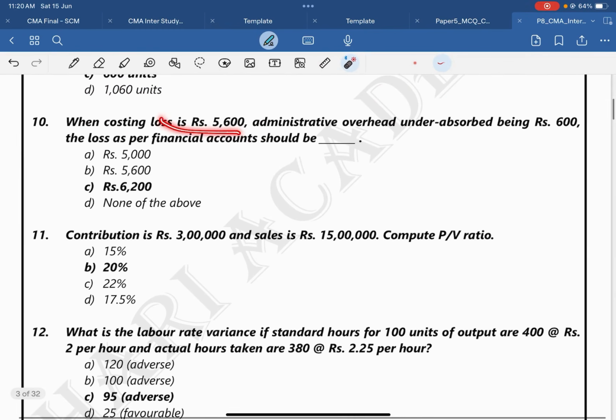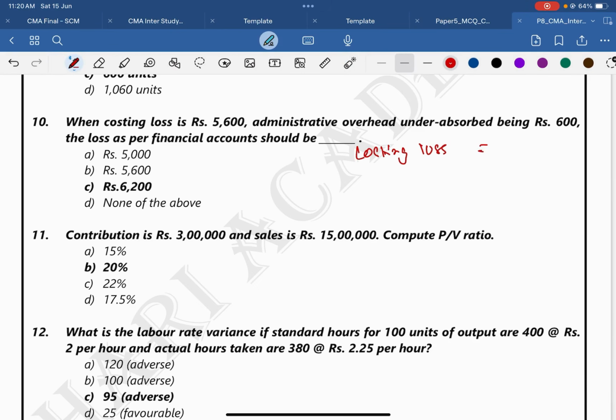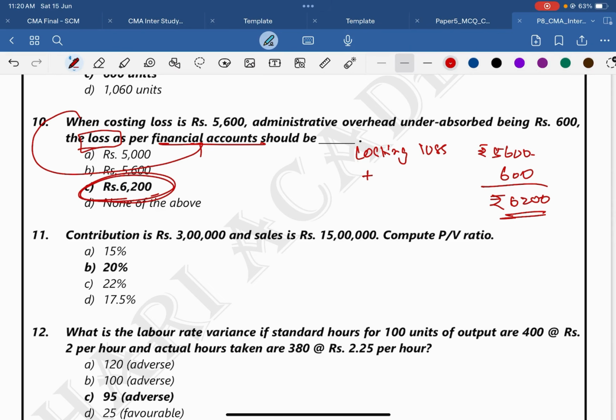When costing loss is 5600, you are having a costing loss of 5600, and administration overhead is under absorbed. They are asking for the loss as per financial accounts. From cost accounts we are going to financial accounts, so since the administration overhead has been under absorbed, you will add back and it will become a financial loss of 6200.